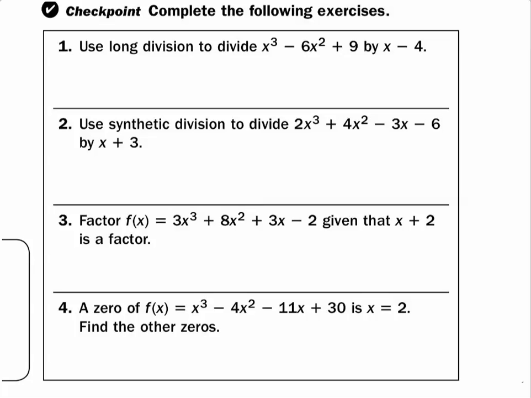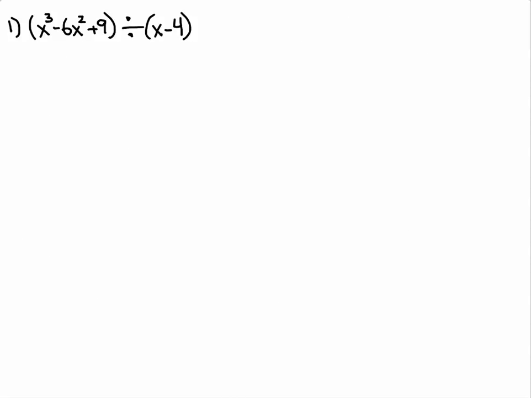We are supposed to use long division to divide x to the third minus 6x squared plus 9 by x minus 4. I'm going to clear the screen, write down the problem, and we'll do it using long division as they request. So here we are. We have a blank screen. We have this cubic polynomial. We're dividing by a linear polynomial. We've been asked to do it with long division.